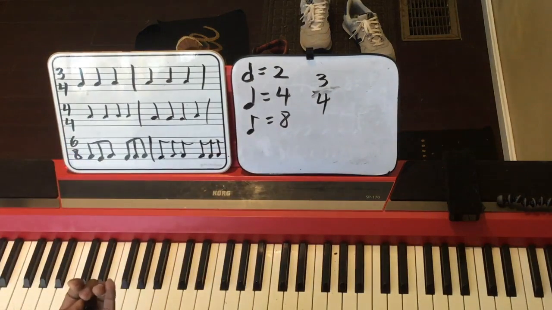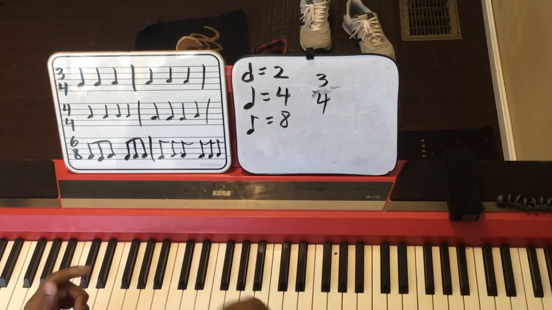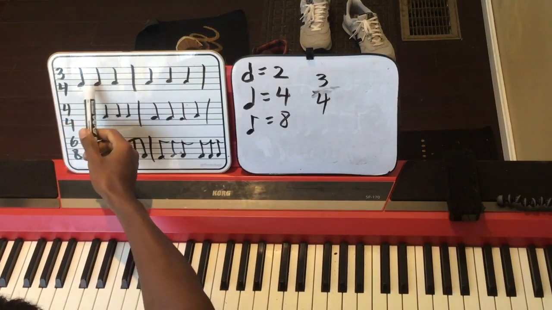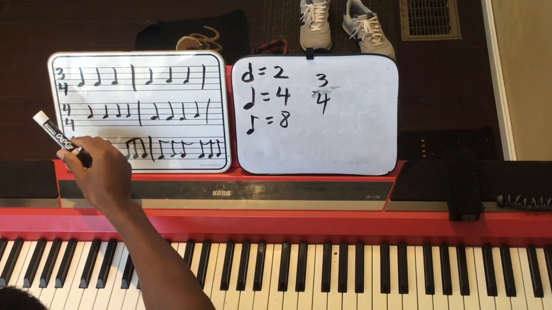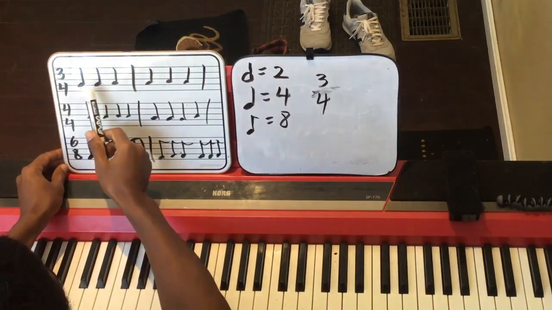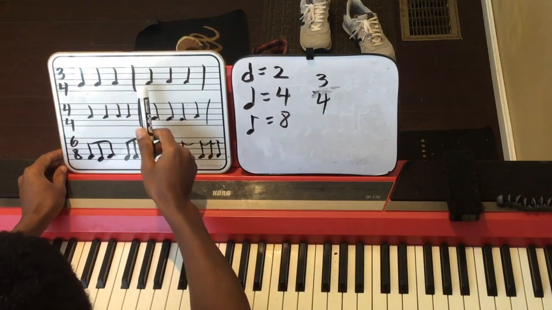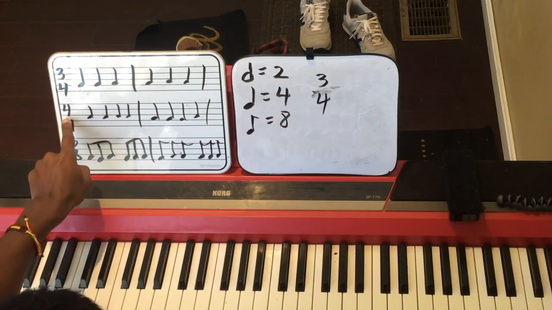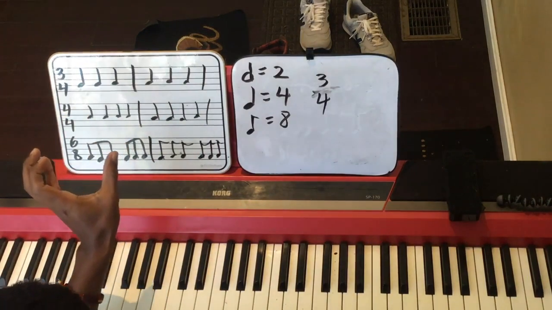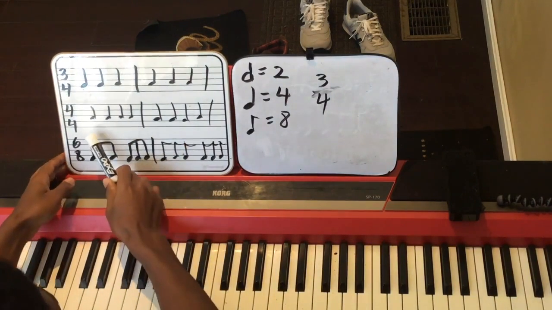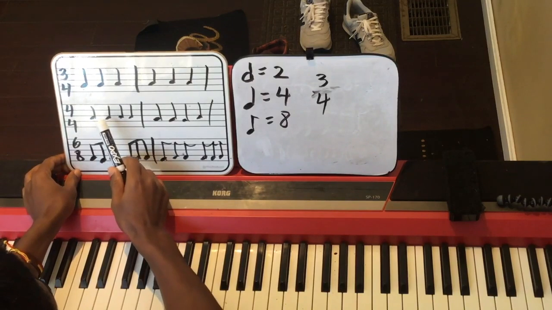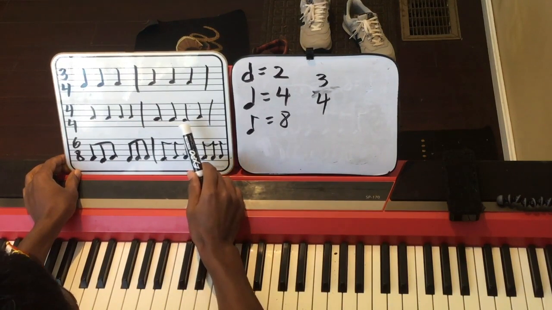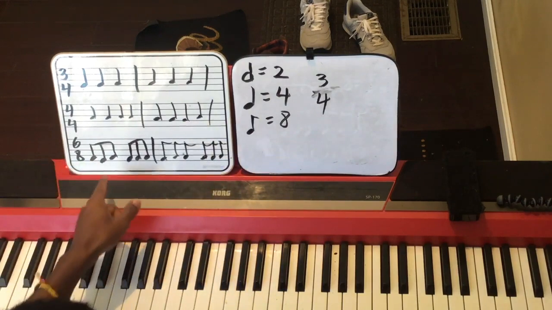And boom. So if I was to clap this out or tap it out, this would be in 3/4 time. So it would be 1, 2, 3. 1, 2, 3. If I was to clap this out, this would be 4 pulses or 4 beats per measure. It'll sound something like this: 1, 2, 3, 4. 1, 2, 3, 4.